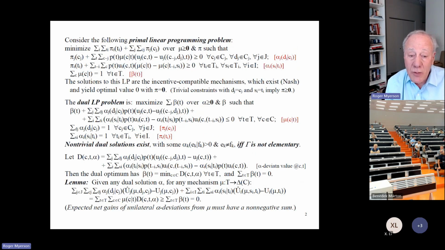Let me just say, there's one important thing I forgot to tell you on the previous slide. Non-trivial solutions with some alpha k strictly positive, for a distinct pair of types or distinct pair of actions, depending on whether k is a sender or a receiver, non-trivial dual solutions exist if and only if gamma is not elementary. So if you have a game which is not elementary, then you can always find a non-trivial solution. How do I know that?